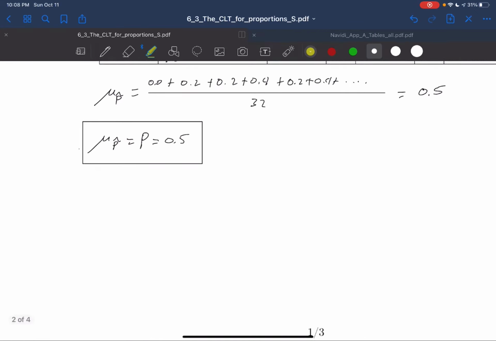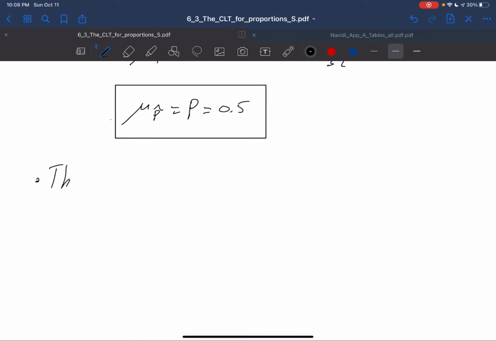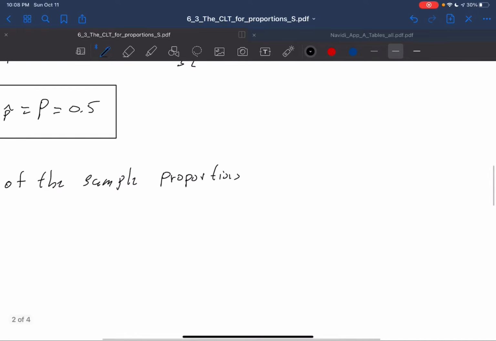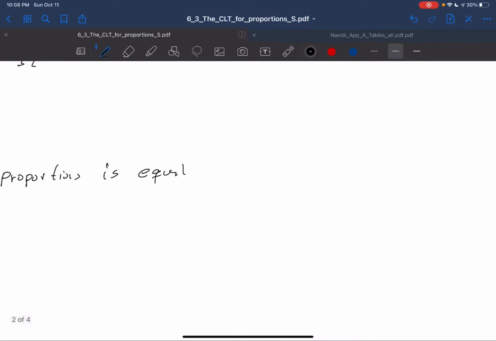I'm going to write that down. The mean of the sample proportion is equal to the population proportion.